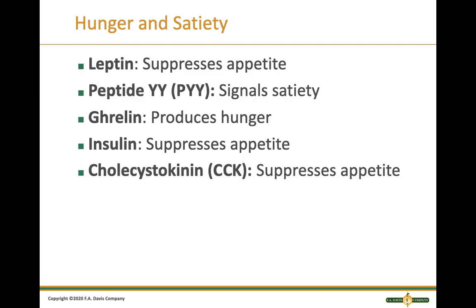Alright, we're going to look a little bit at hunger and satiety. So we need to know the effect of these hormones on the appetite. So leptin suppresses the appetite. Peptide YY signals satiety, so tells you you're full. Ghrelin produces hunger. Insulin suppresses the appetite, and then cholecystokinin, or CCK for short, suppresses the appetite.